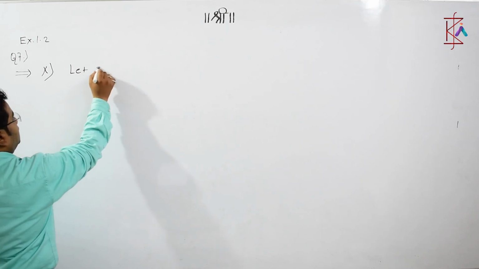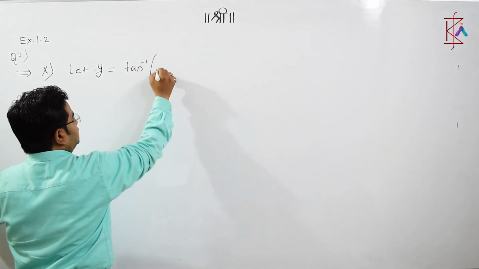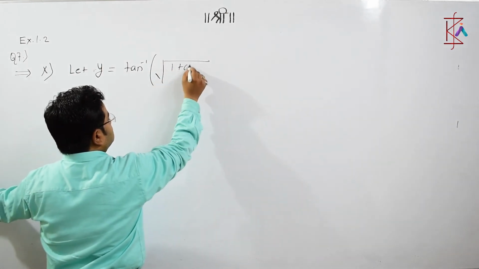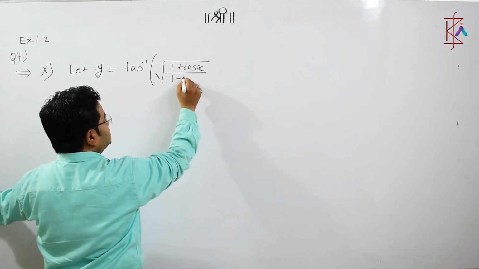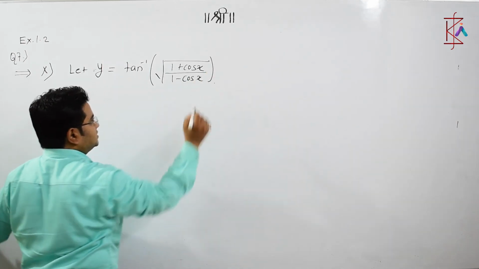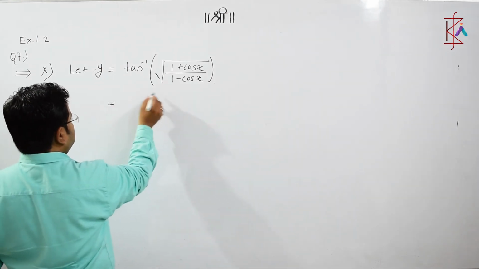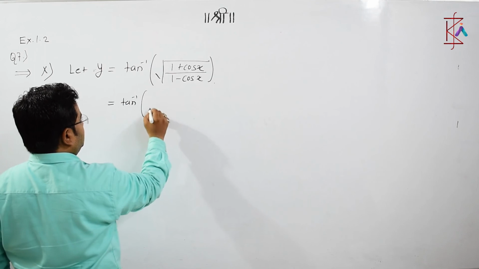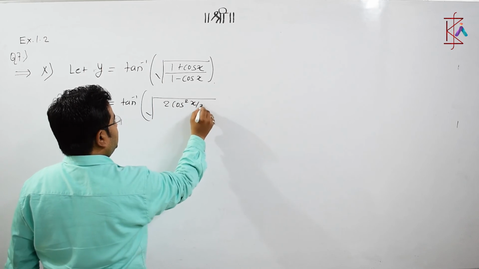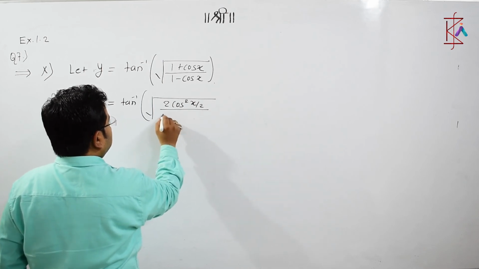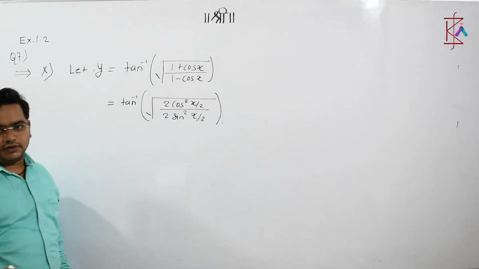Now here, what we are doing exactly is question number 10. So let y is equal to tan inverse of under root of 1 plus cos x divided by 1 minus cos x. That's it. Now substitute the values of these two identities. Substituting the two values, tan inverse of under root of 2 cos square x by 2 divided by 2 sin square x by 2. Done? Done. It was so easy.